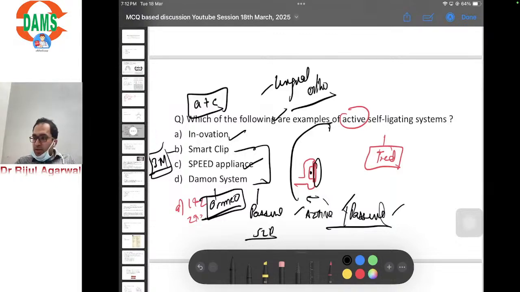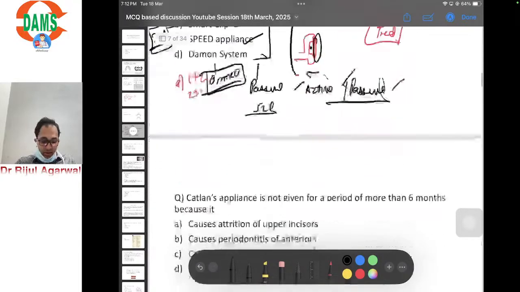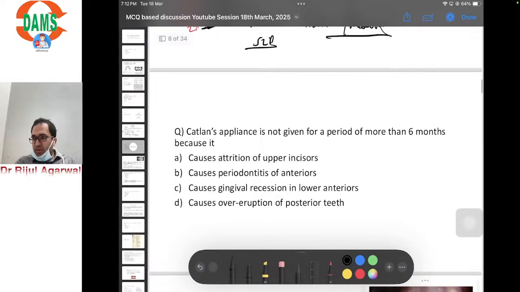Okay, so I hope I am clear about these self-ligating systems. Next, an easy question. Again, a question like this has previously come in some other form in your exam. Catalan appliance is not given for a period of more than 6 months. Why? Causes attrition of upper incisors, causes periodontitis of anteriors, causes gingival recession in lower anteriors, causes over eruption of posterior teeth. So what will be the correct answer? As I have discussed with you, there can be multiple answers correct or single answer correct here as well. A very easy question which I have discussed multiple times regarding Catalan's appliance.